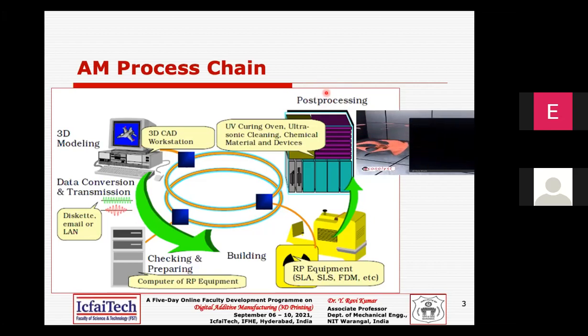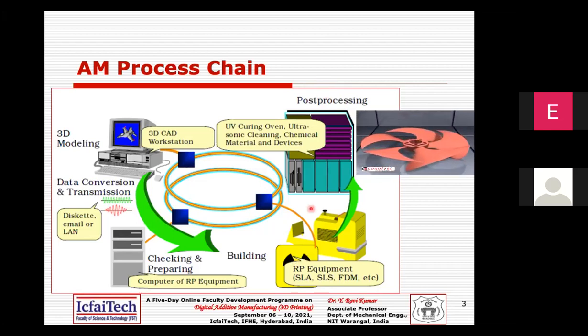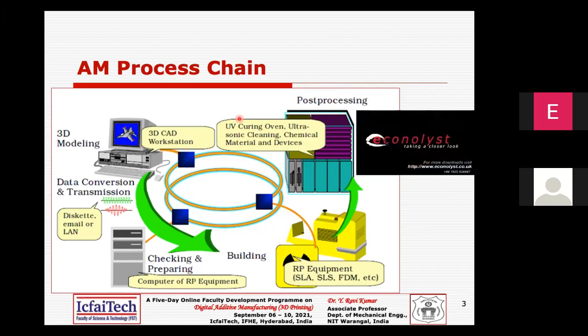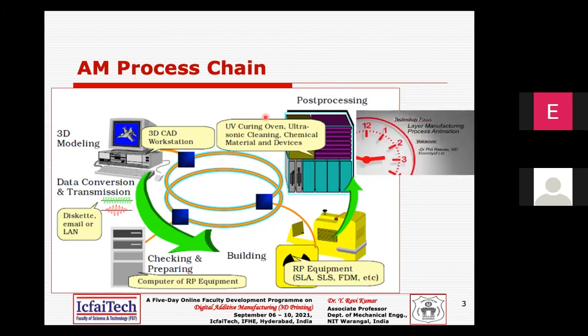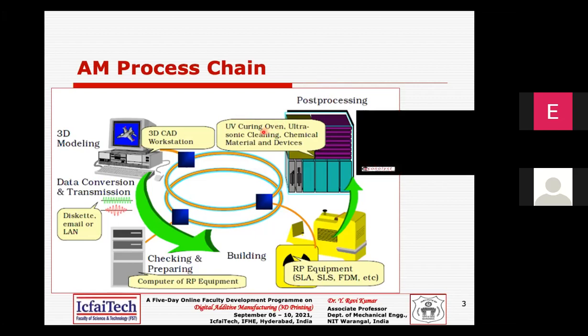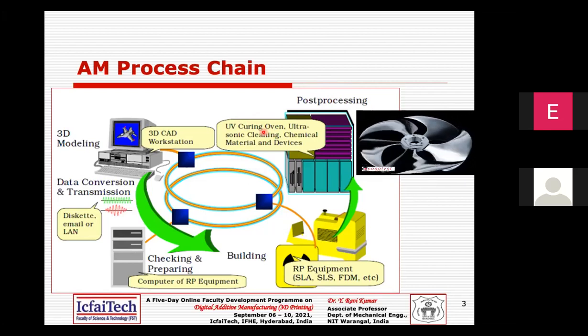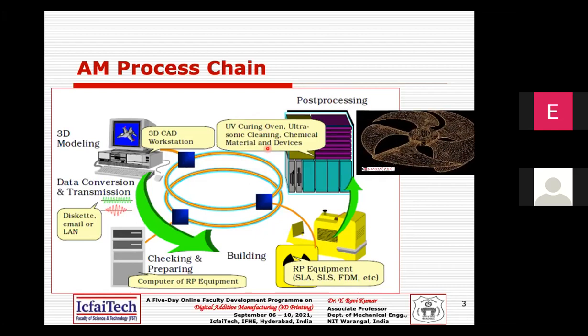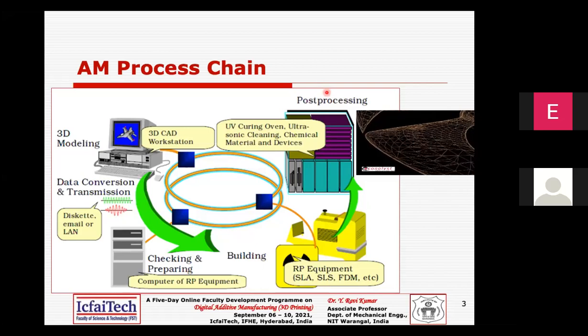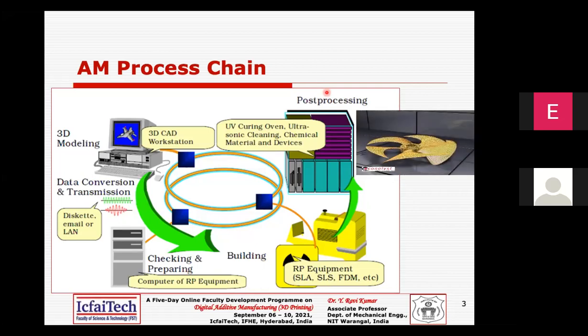Again, the post-processing depends on the type of technology you have used. Sometimes you may use a curing oven, a UV curing oven like for SLA or a vat-based system, or ultrasonic cleaning for cleaning the models, and we need to remove the support. Sometimes we need to remove it manually, or by using some solvent, or even some chemical materials, or sometimes furnace treatment. That purely depends on the type of AM technology you're using, and of course the application of that product.